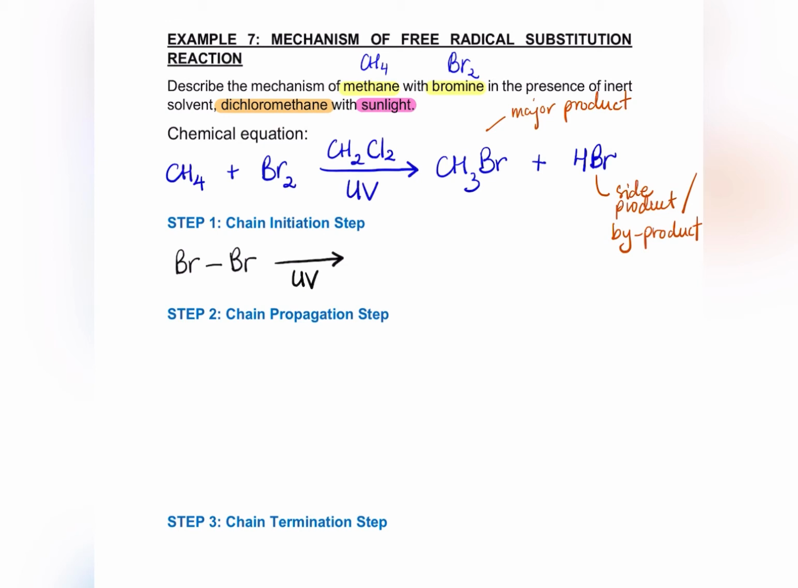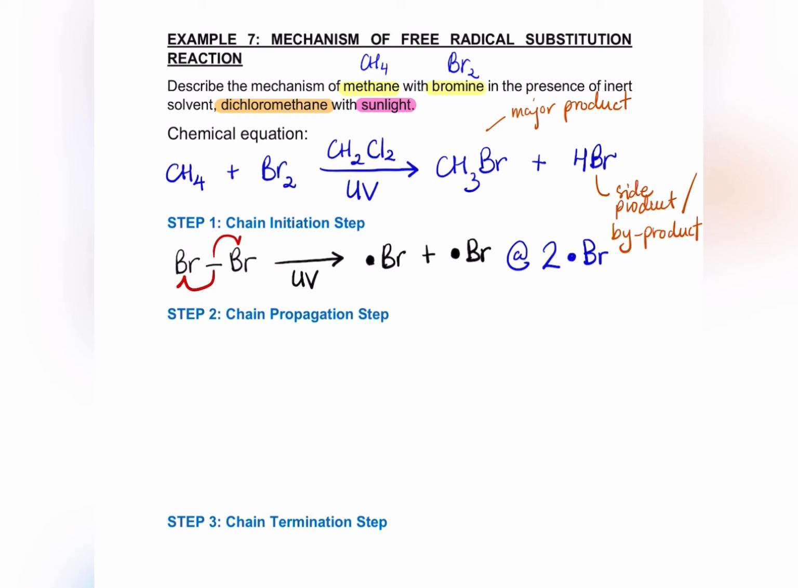So what's next? Homolytic cleavage happens when this bond splits symmetrically. So I'm going to use half-headed arrows. One of them goes towards the bromine at the right and another one to the bromine at the left. And what's next? You will form two bromine radicals. How to draw that? You put Br radical and another one, the same. So this is your answer. Or you can also write it as two bromine radicals. This is also acceptable. So this is for step 1, the chain initiation step.